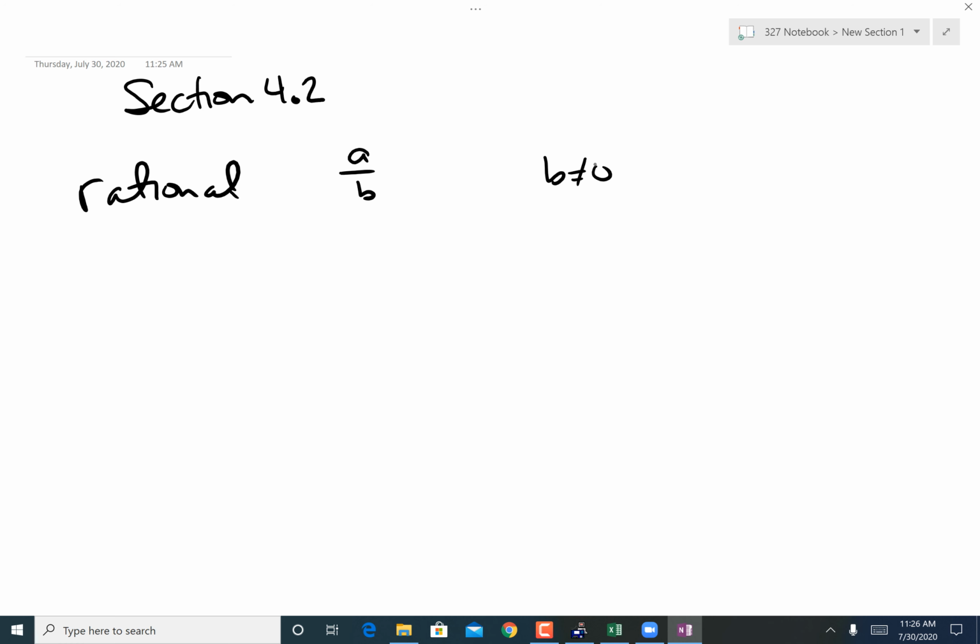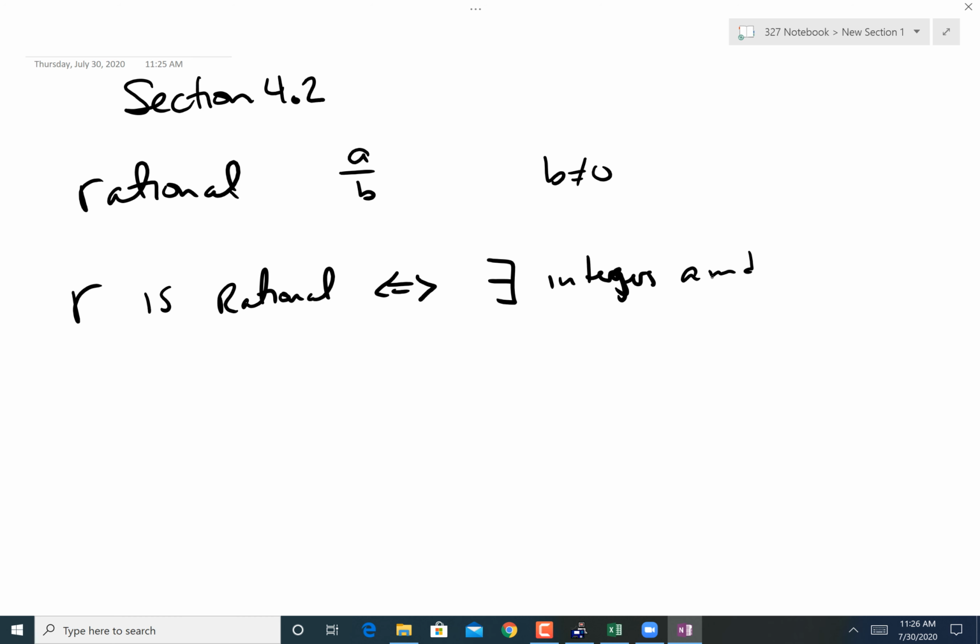And so typically to write it, we write r is rational if and only if there exist integers a and b such that r equals a over b, b not 0. Okay, so we've said that before. The rational numbers are obviously fractions, but so are whole numbers, integers, and that sort of thing.